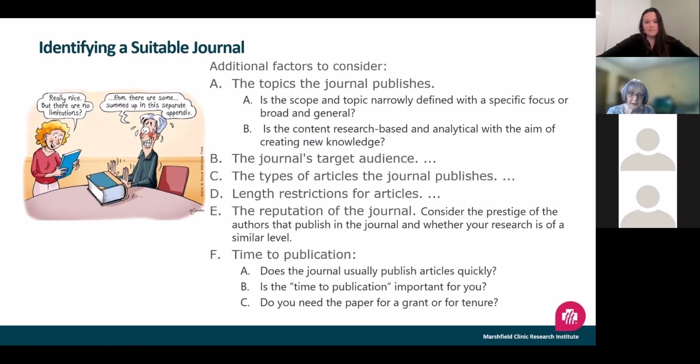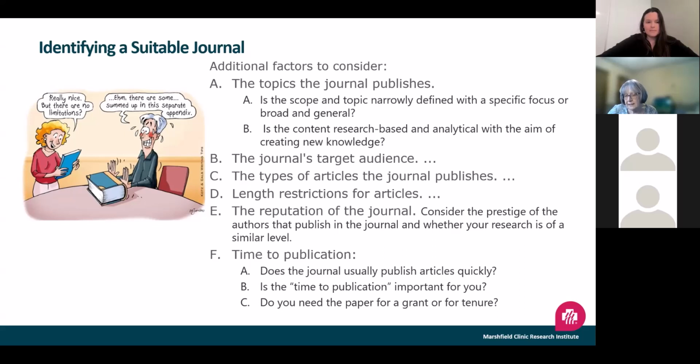What about the reputation of the journal? You want to look at that. What have previous authors published? Is your article of a similar level? Look at time of publication. Is the journal published weekly? Is it a monthly journal? Is it a quarterly journal? And is time of publication important to you? These are all things that you need to look at. Once you have a list of potential journals, then go to the journal's website and read their author instructions, look at the factors, and make sure that your manuscript is a good match.